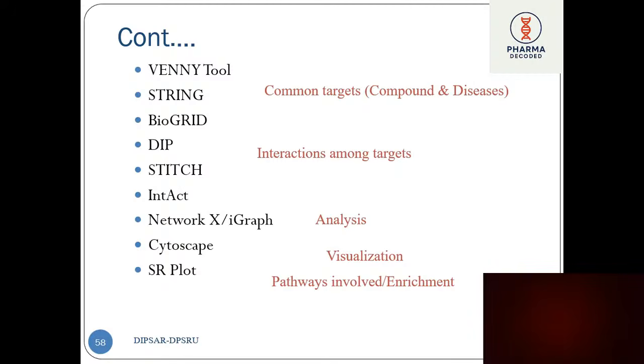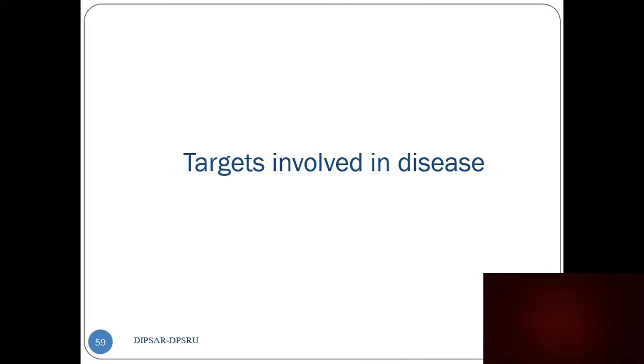And if you are still not comfortable with Python or R, then you can go with the window-based tool, that is Cytoscape. By that one also you can do it, but you can't do much more analysis by that. And for pathways you can do the SR plot. So now we are going to get into detail about the first step which you all have to do: targets involved in disease.